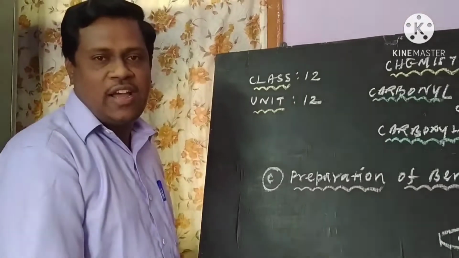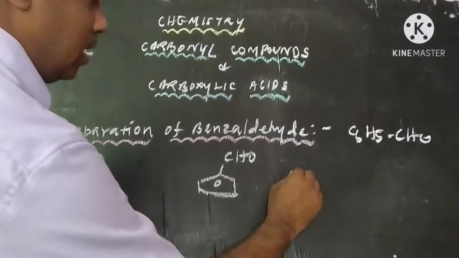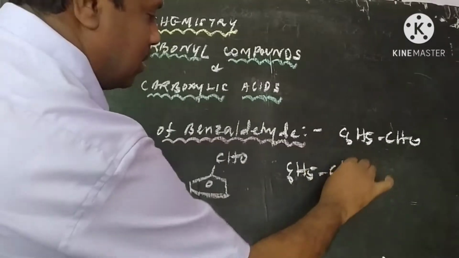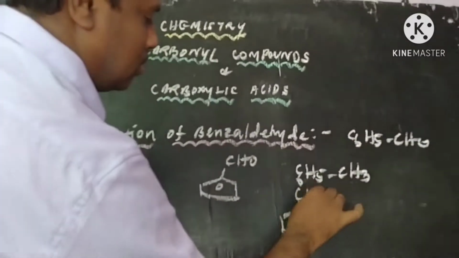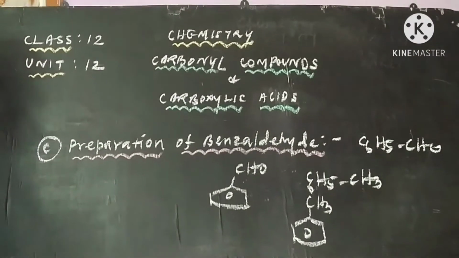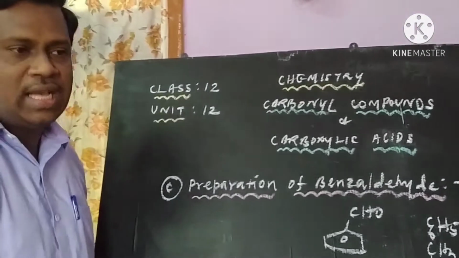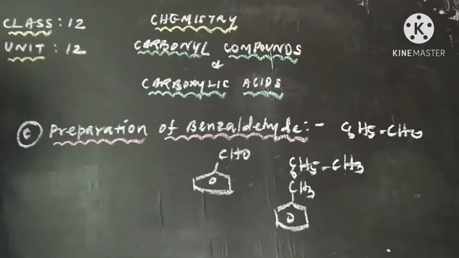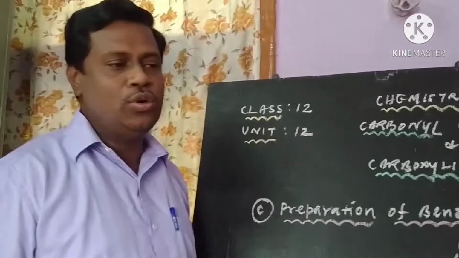Side chain oxidation of toluene. Toluene formula: C6H5CH3. That is the toluene structure. Side chain oxidation of toluene and its derivatives by strong oxidizing agents such as potassium permanganate gives benzoic acid. Chromyl chloride is used.